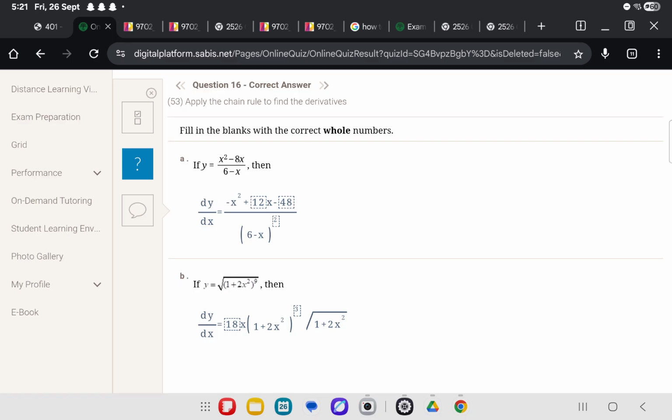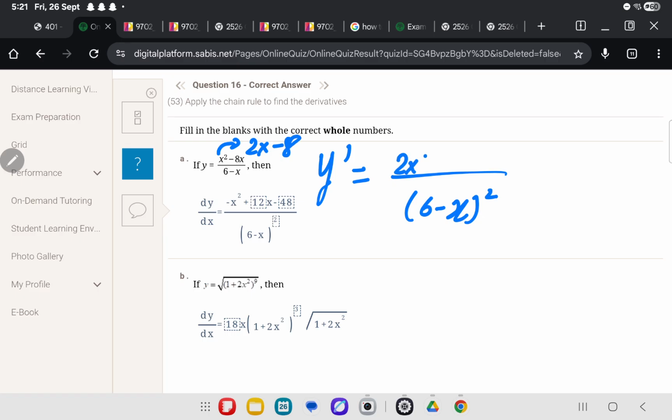Okay, there we go. This is the actual question. Now, here you use the quotient rule. So y prime is equal to 6 minus x all squared into the derivative of this, which is going to be 2x minus 8. So 2x minus 8. Okay, open the bracket here, into 6 minus x, minus 6 minus x, the derivative of it is just going to be minus 1. Minus 1 into x squared minus 8x.